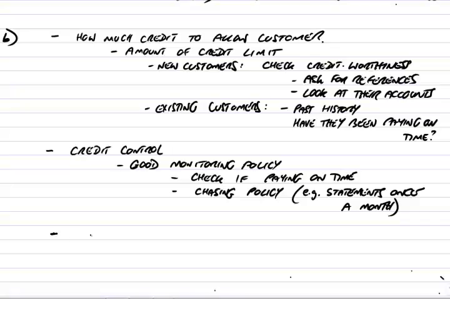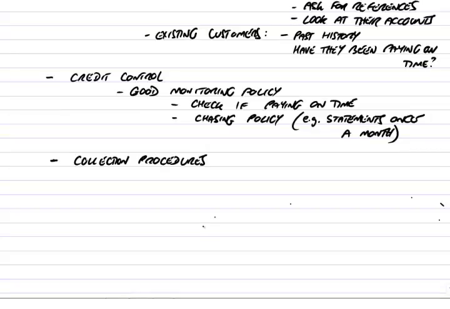And finally, collection procedures. We will monitor, but the point is, what are we going to do if we find somebody is late paying? We're not just going to sit there and wait. We need procedures in place, standard policies. For example, maybe a threatening letter.